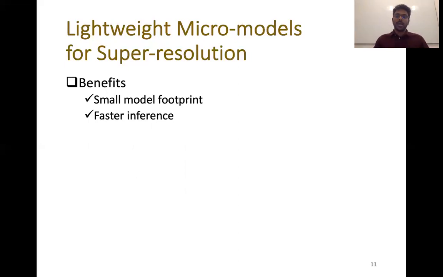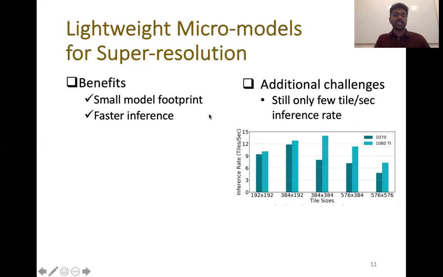But at the same time, we also face additional challenges. Even with these micro models, even with the faster inference, we are able to achieve only a few tiles per second. For example, this figure shows the inference rate on the y-axis in terms of tiles per second, and different tile sizes on the x-axis, on different GPUs. The maximum number of tiles that you can generate is below 15. So in general, if a viewport has more than 15 tiles, then we have to select a subset of the tiles to enhance the quality.